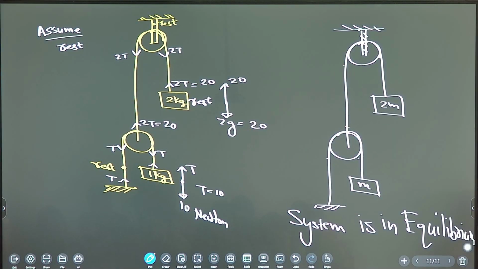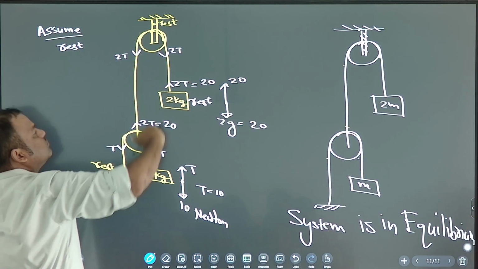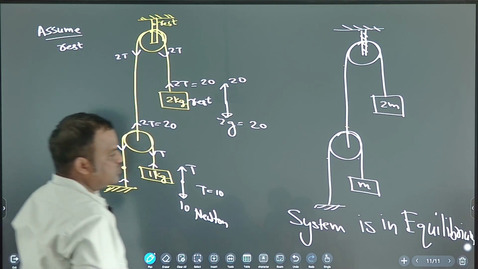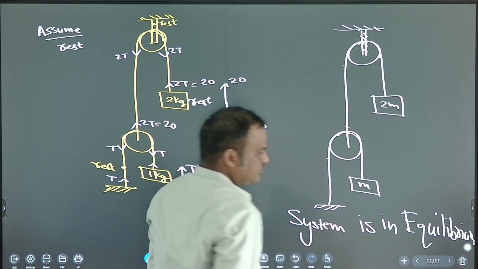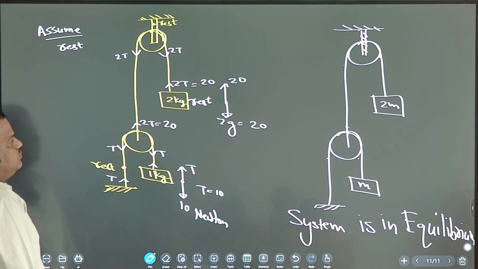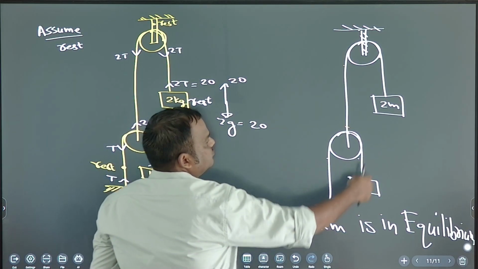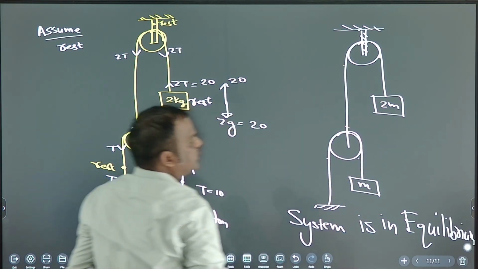Note down. 2 blocks, 2 pulleys, 2 strings. Okay. Equilibrium. So if this is m, this is 2m. So equilibrium.